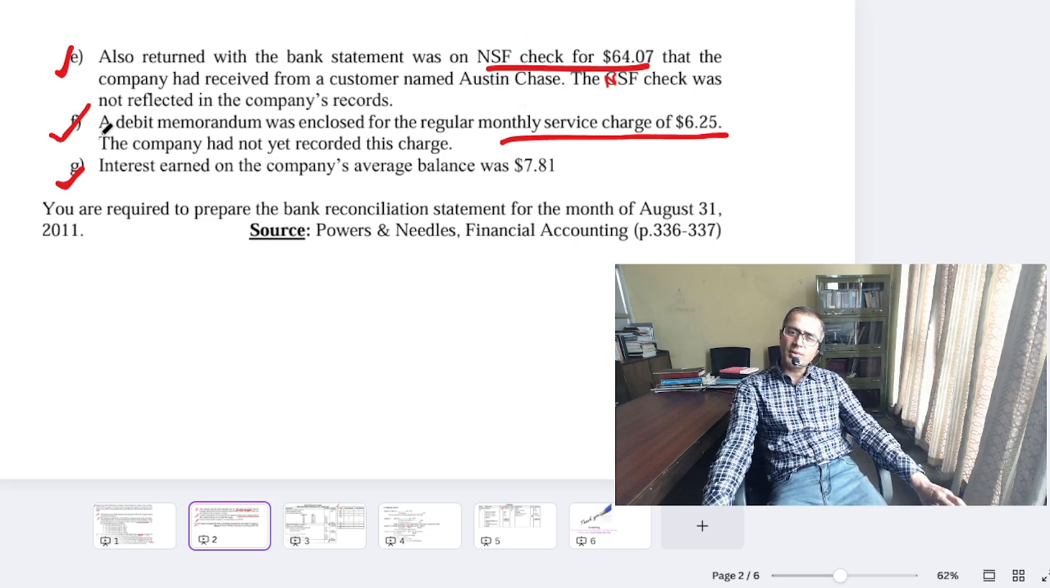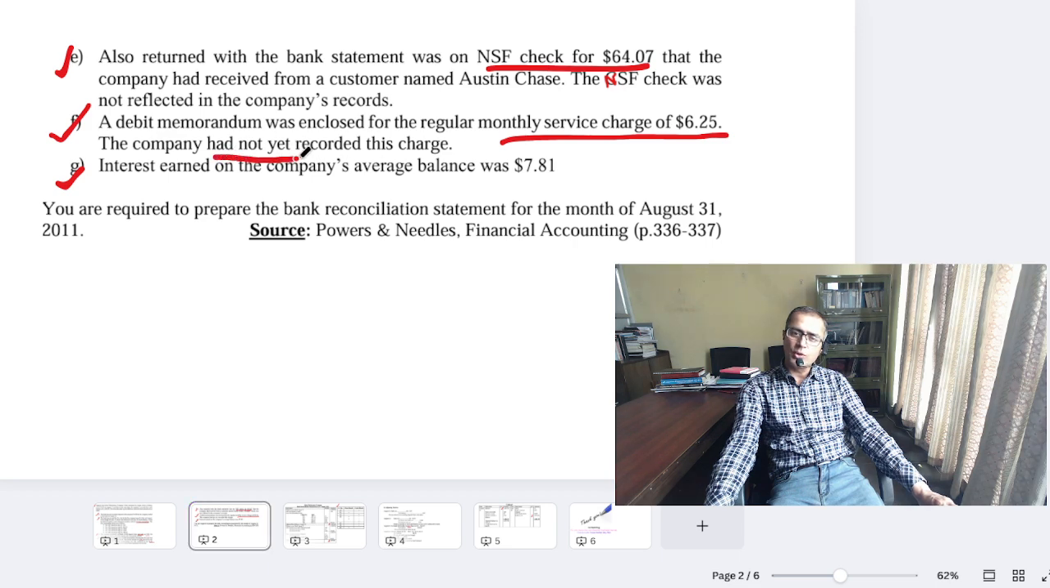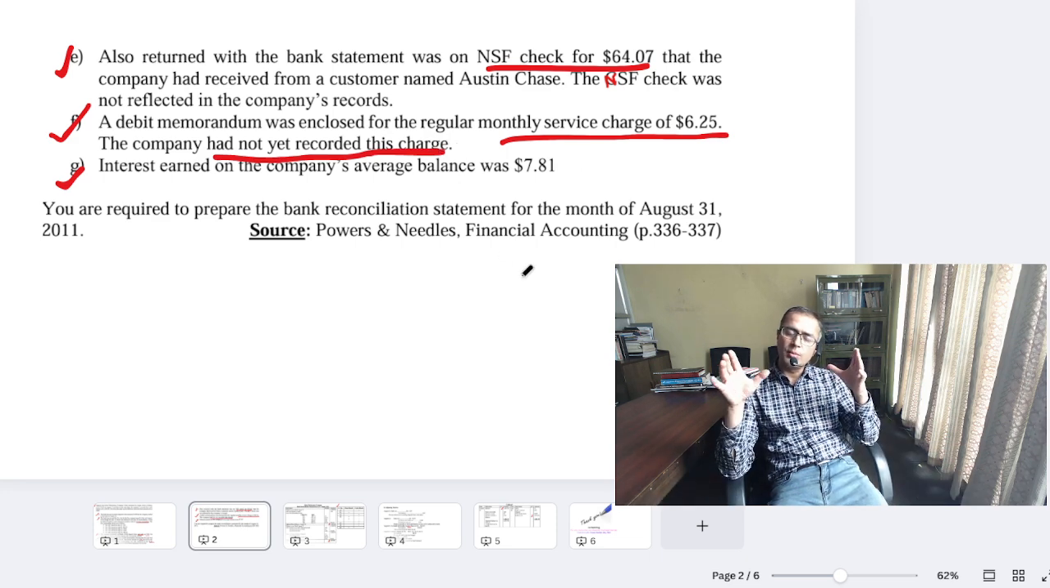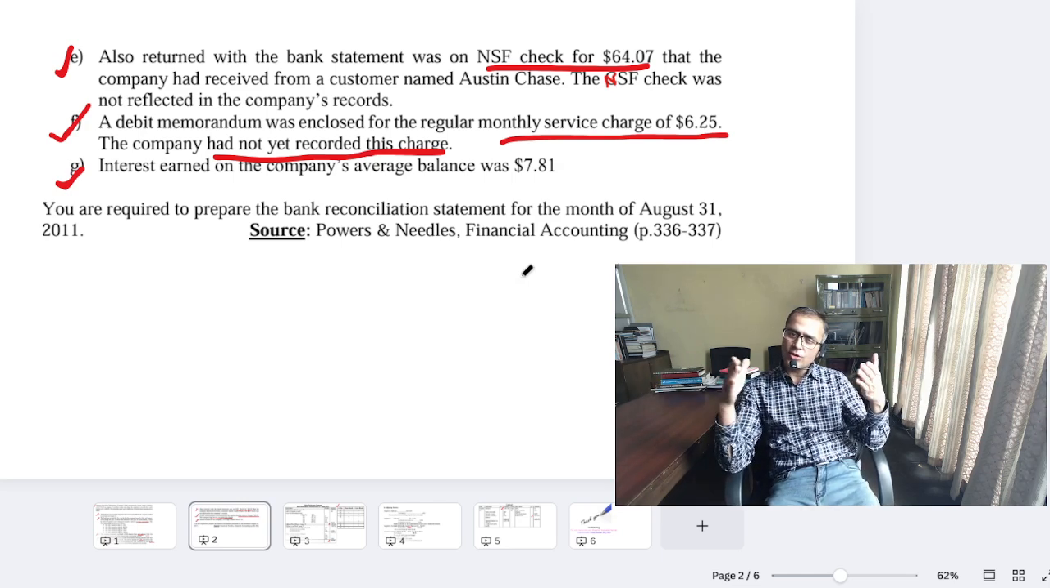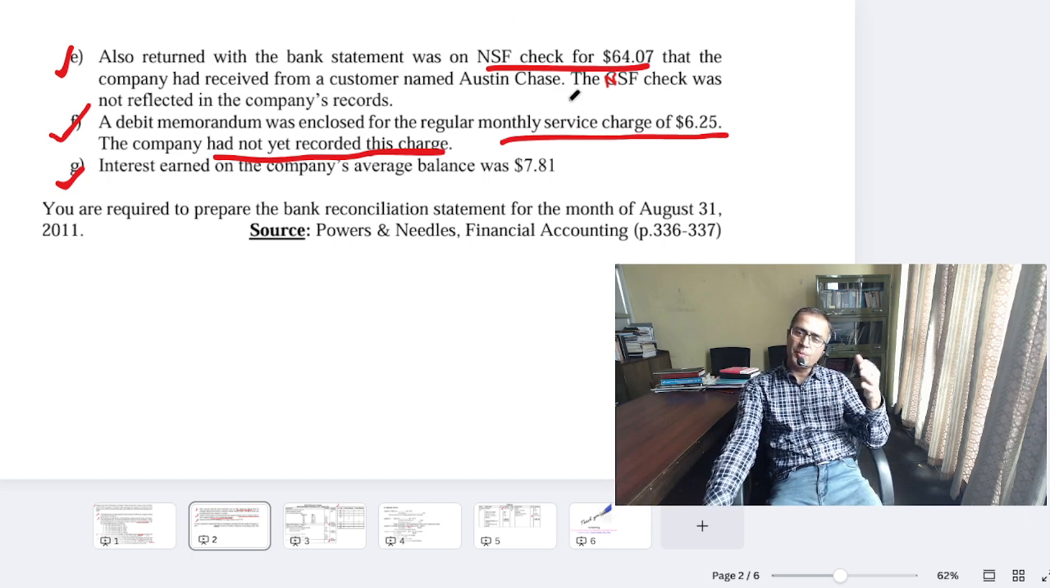Then that is the case of a debit memorandum, like monthly charges only recorded in the bank. That means it has not been updated in our books, right? That's the company. So in the company account, what do we do here? In the passbook this is minus, cash book plus. Since you are looking at the balance as per cash book, look at the situation of your passbook. So it's a minus 6.25.